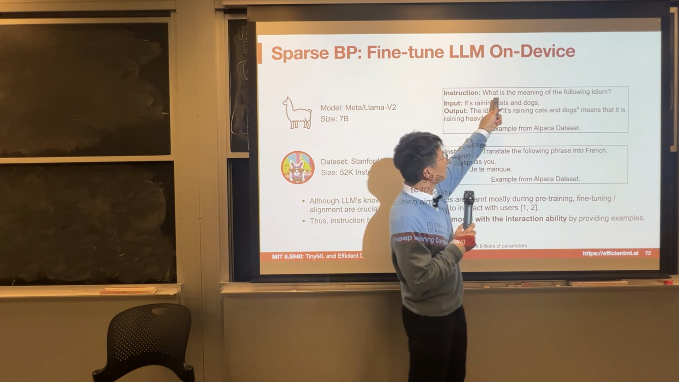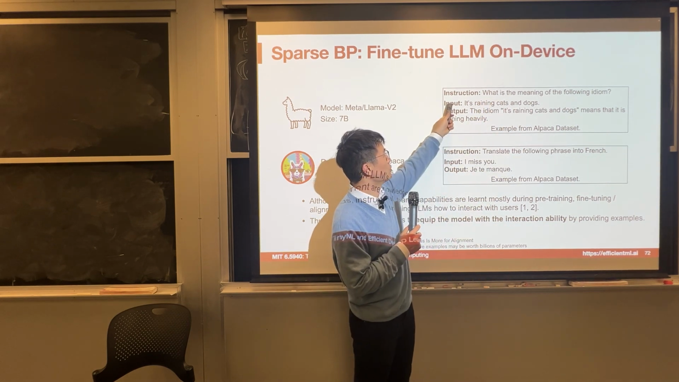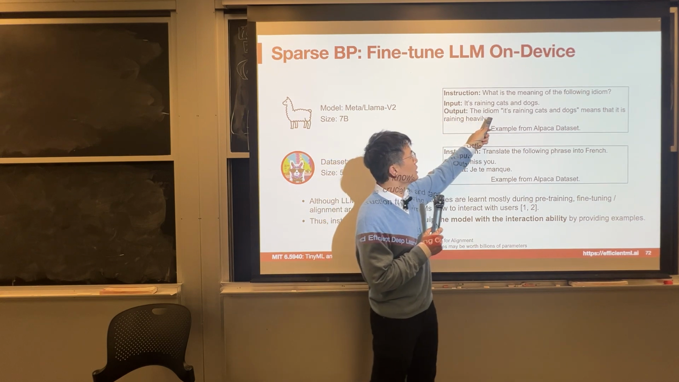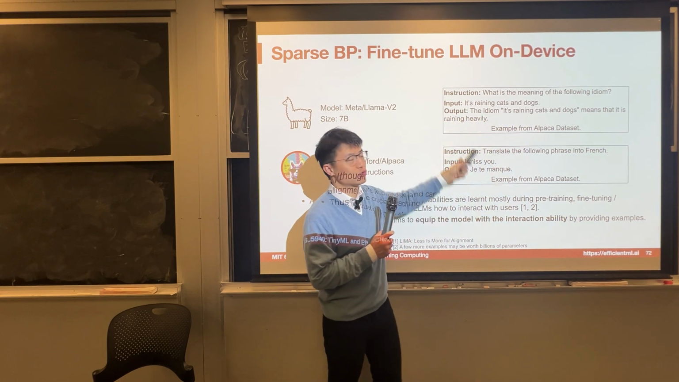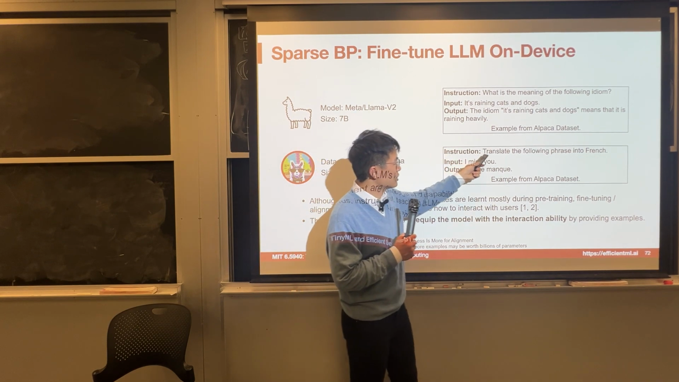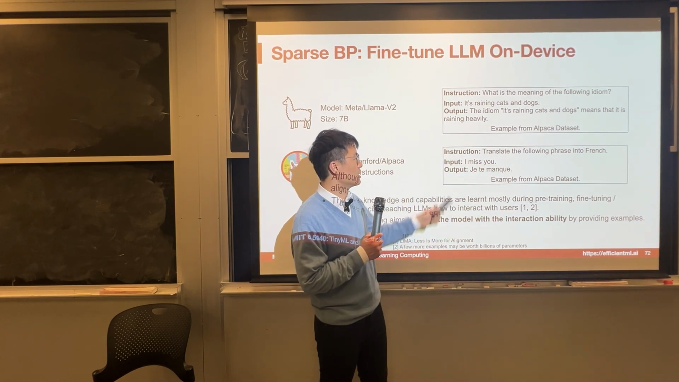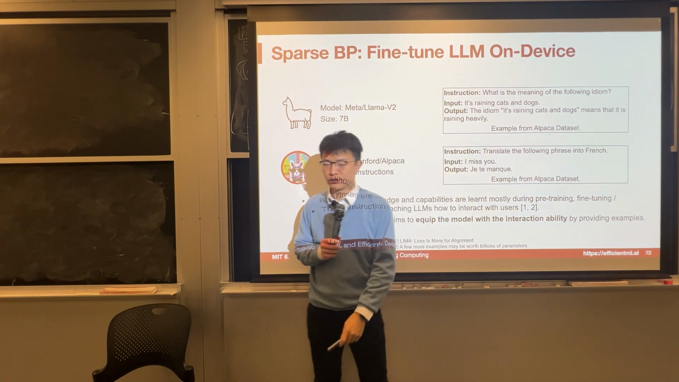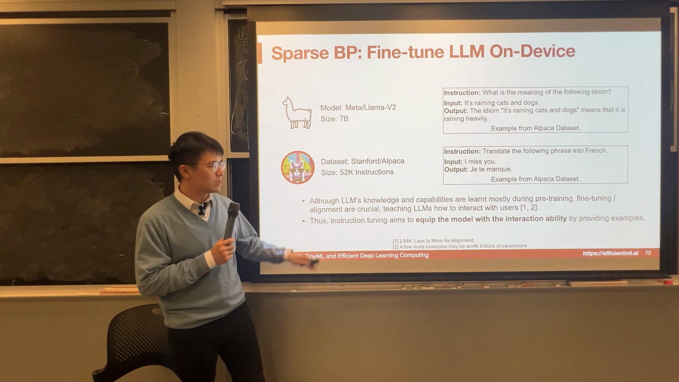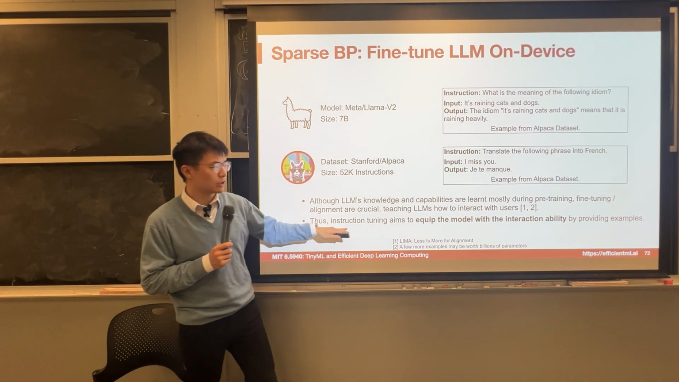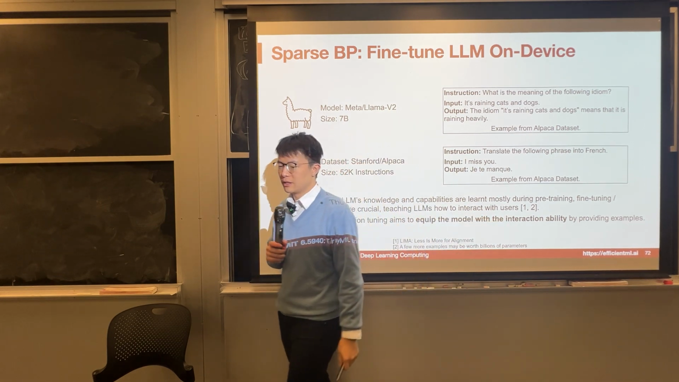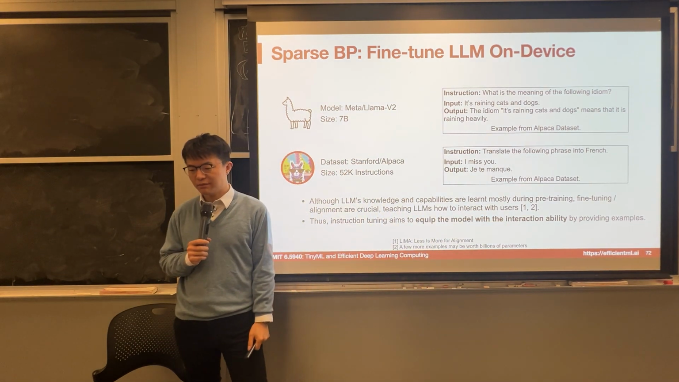For example, what's the meaning of the following idiom? The input is, it's raining cats and dogs. And the output should be, the idiom, it's raining cats and dogs, means that it's raining heavily. Another instruction, translate the following phrase into French, and then it's translating the input to French. Those are some of the examples. Those kinds of instructions try to equip the large language model with the interaction ability by providing some examples.